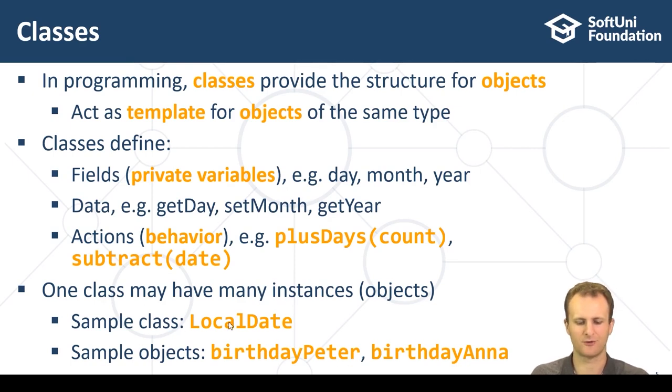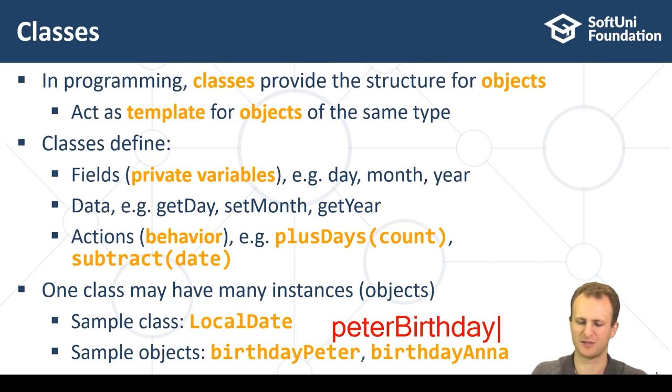Okay, so for example, a local date blueprint could instantiate the objects, the birthday for Peter, the birthday for Anna, and so on and so forth. By the way, notice the naming we've used here. Birthday is before Peter. Why? Well, we could have just said Peter birthday. Yes, but that could cause a bit of confusion about how you would name this, because Peter is obviously a name, and typically names are capitalized. But on the other hand, objects aren't capitalized.